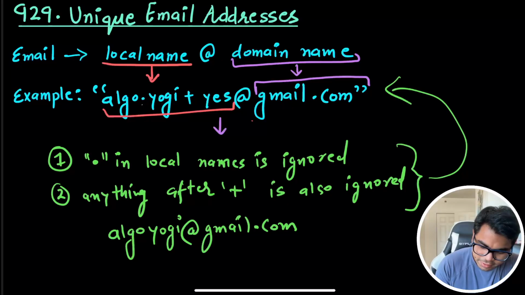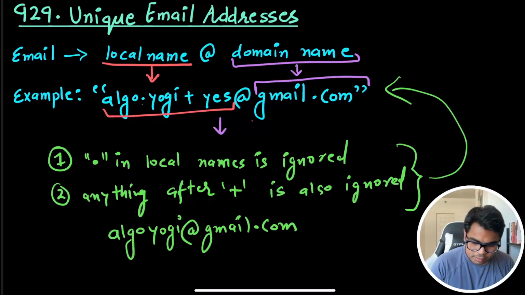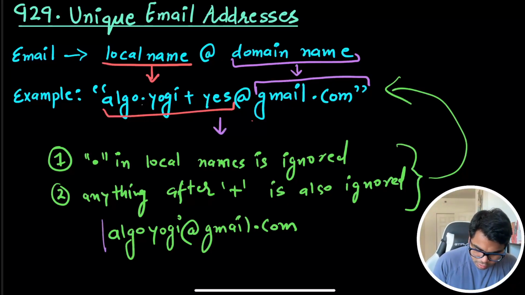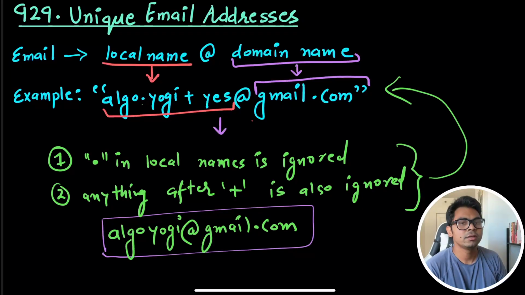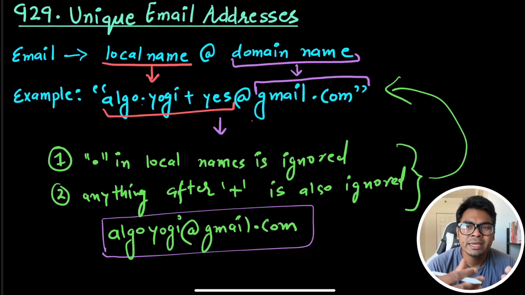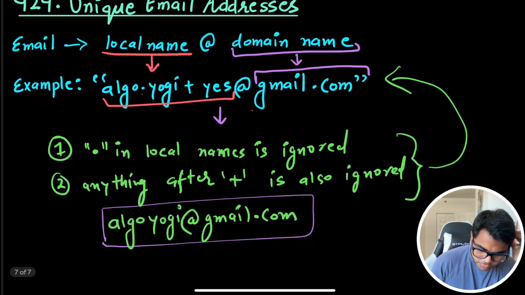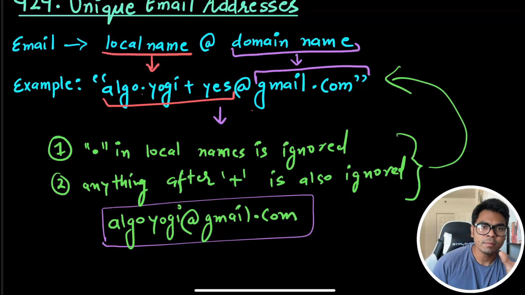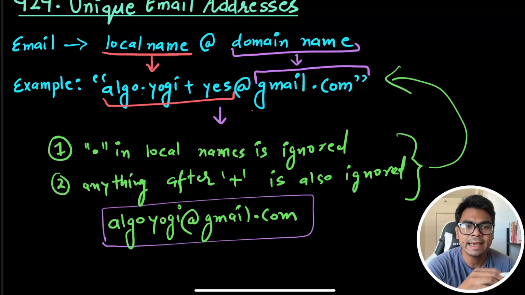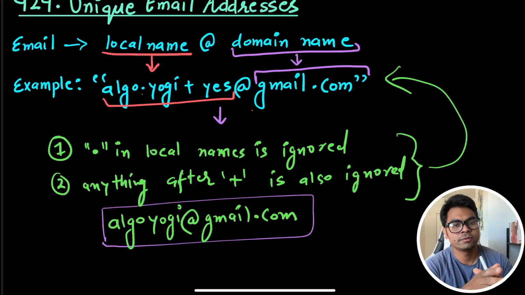So basically these two rules only apply to the local name, and then you just simplify the original emails. The problem is asking us to return the number of unique email addresses in the array that they have given us. So what we are going to do is go through email by email, simplify that email, and add it to a set. Once you're done processing all the emails, you'll have a set that has unique email addresses, and then you can return the count of those email addresses.